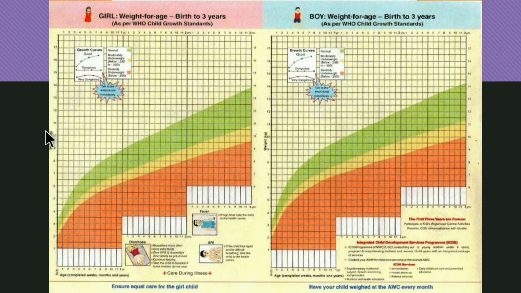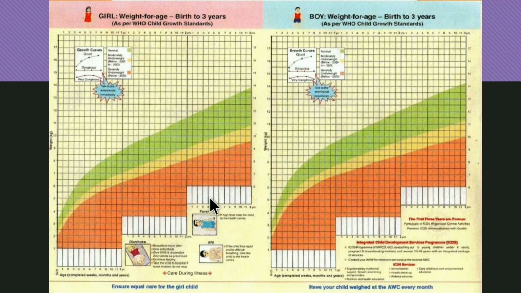Now on the x-axis, you can see it is age. This section is for the first year of the child, this section is for the second year, and this section is for the third year. And in the first year you can also see there are 12 partitions. Each partition represents 1 month. So this is the first month, this is the second month, this is the third month. For every month of the child there is one partition.